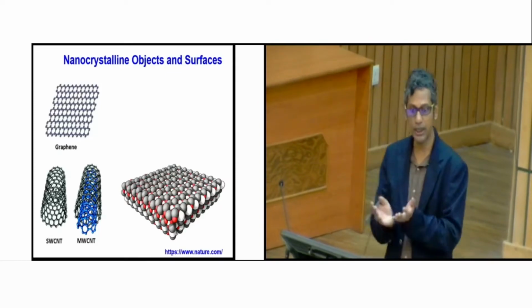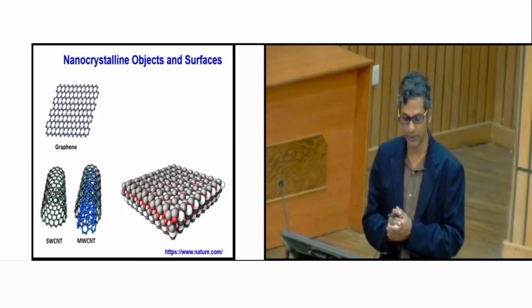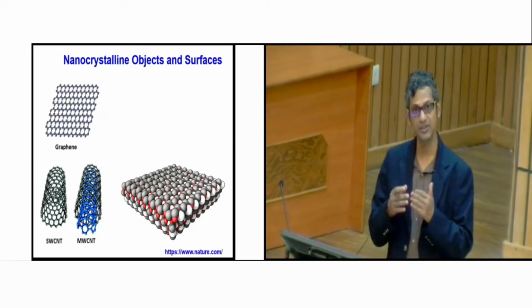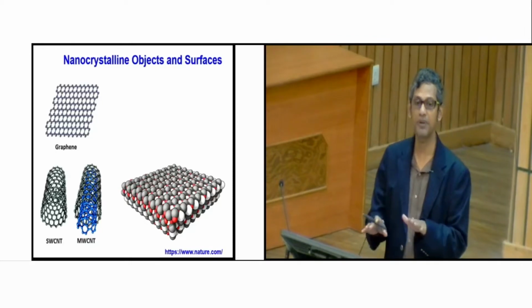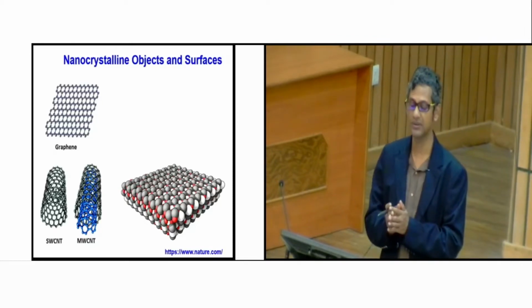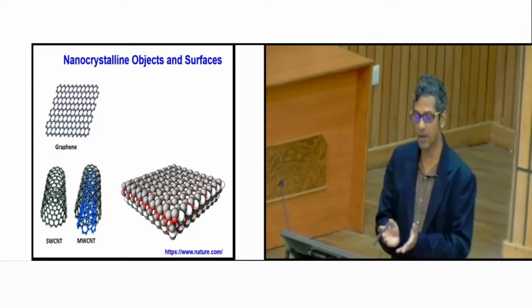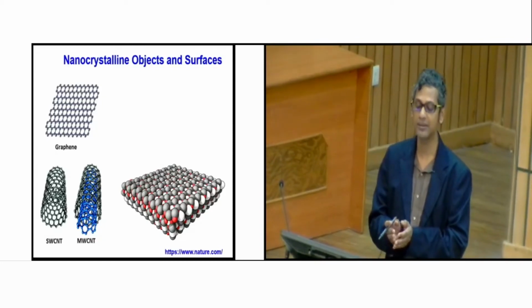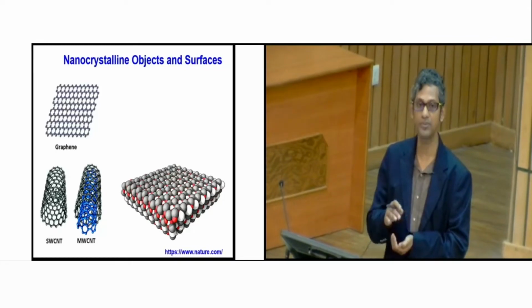If you roll it up, you form a single wall carbon nanotube. Again, the surfaces remain the same. Instead of becoming a flat one, it becomes a curved surface. Or if you put several of these rolled layers together, you can make multi-wall nanotubes. Then some of the bonds of the carbon atoms on the top surface are satisfied.